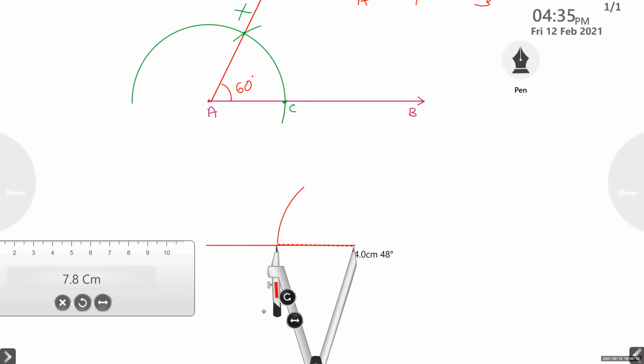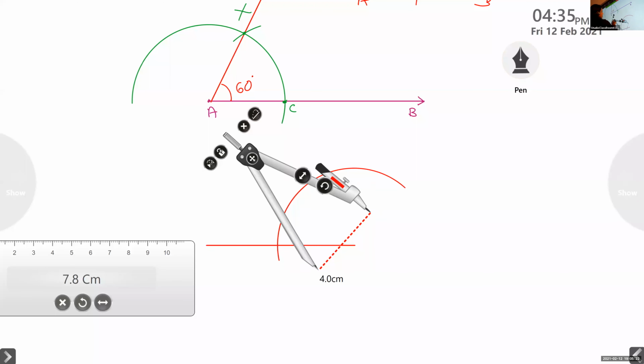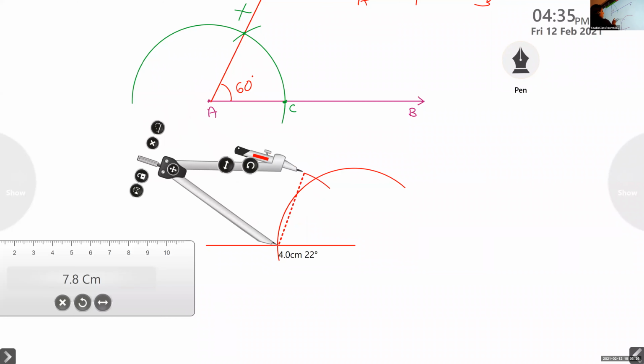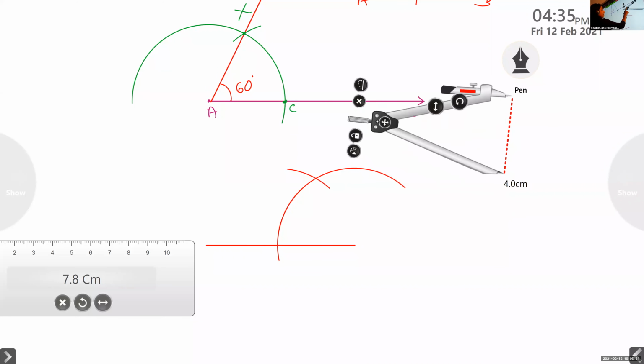Ma'am, the second one also we have to draw. No, I have shown you. Just the same here. Very easy. Can you see? I have kept the same radius.